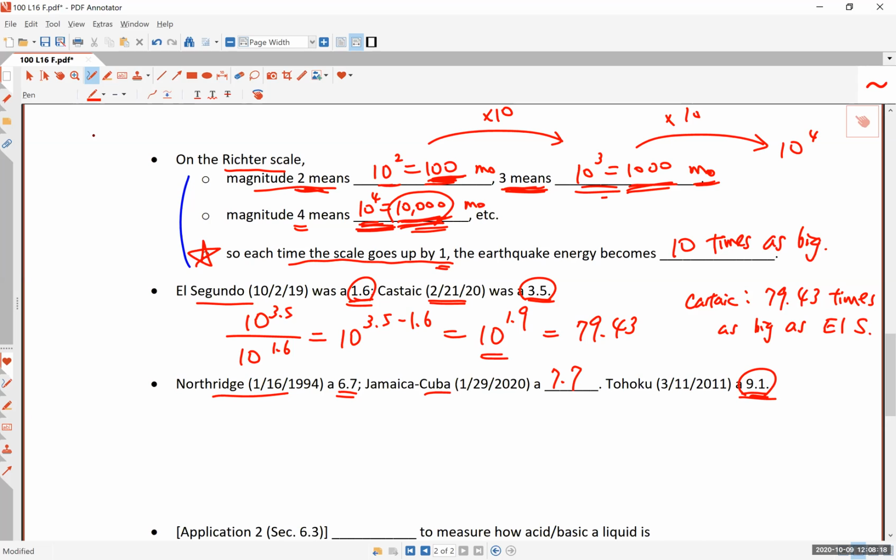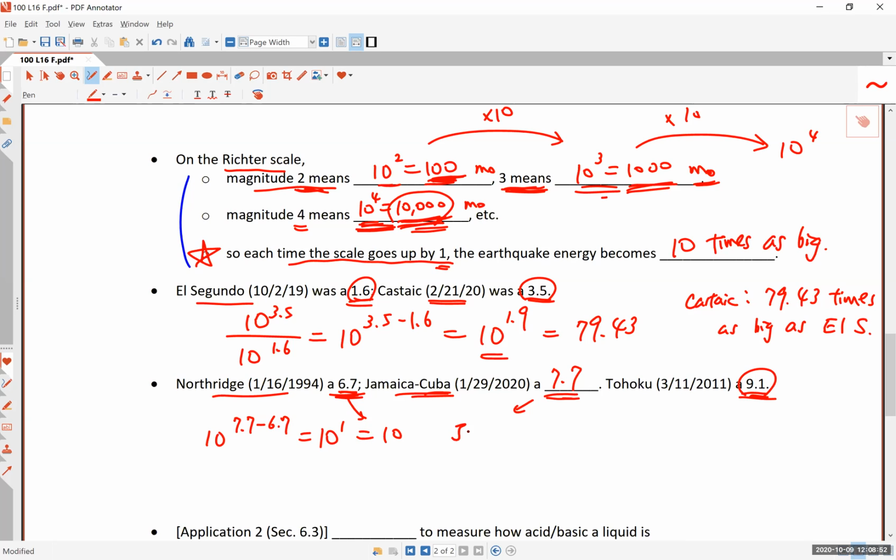All right, so let's say you have, which one am I comparing this to? Let's compare these two. Okay, so 10 raised to the 7.7 minus 6.7, right? So you take this number and you take this number and you subtract this from that one. That's 1, right? So 1, what does it mean? Well, that means the Jamaica, Cuba earthquake had a difference of 1 on the Richter scale, but that means, remember, 10 to the first, which is 10, right?